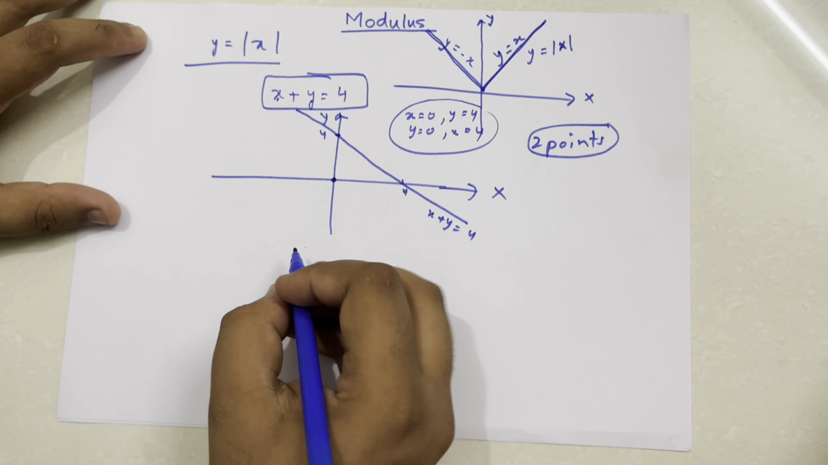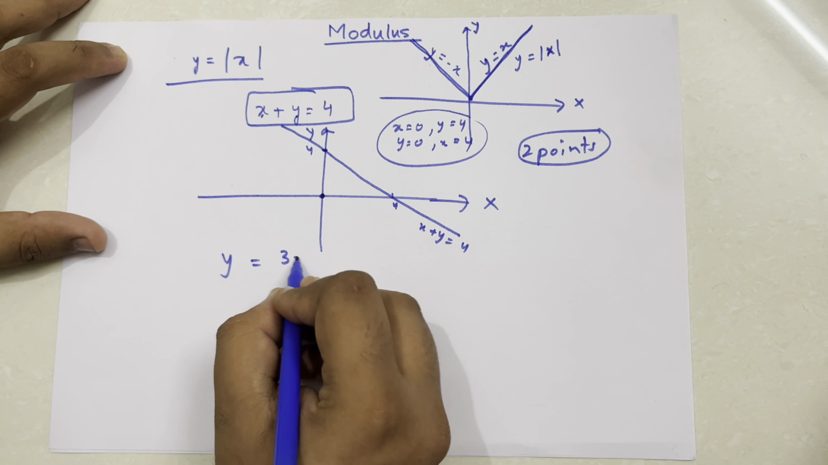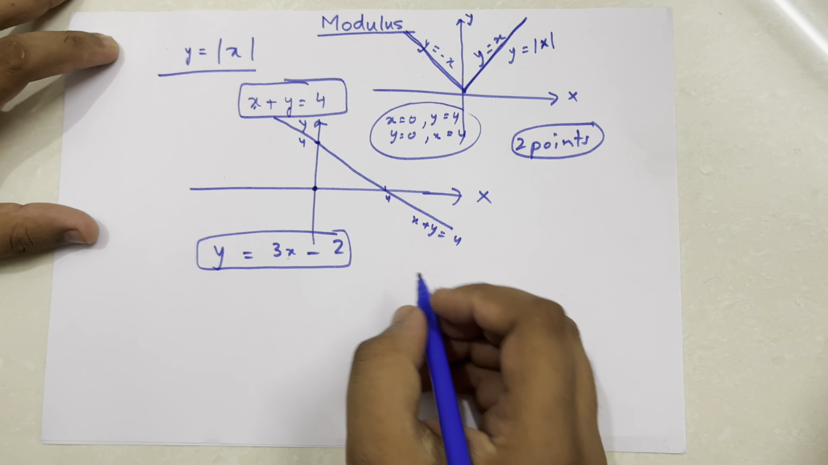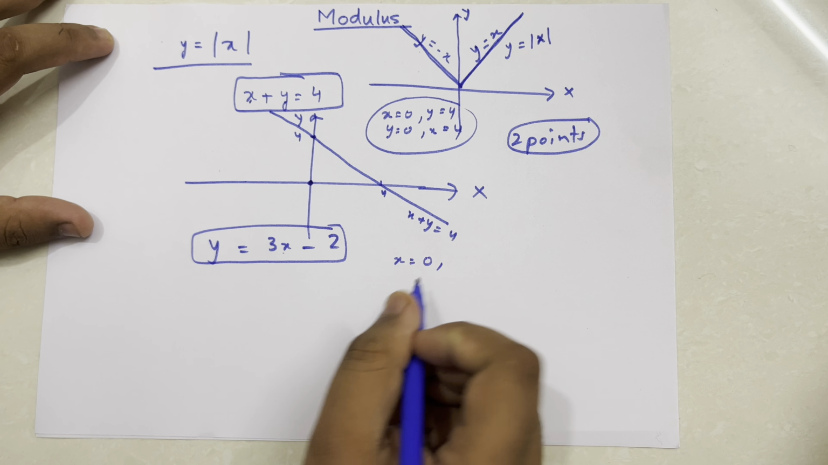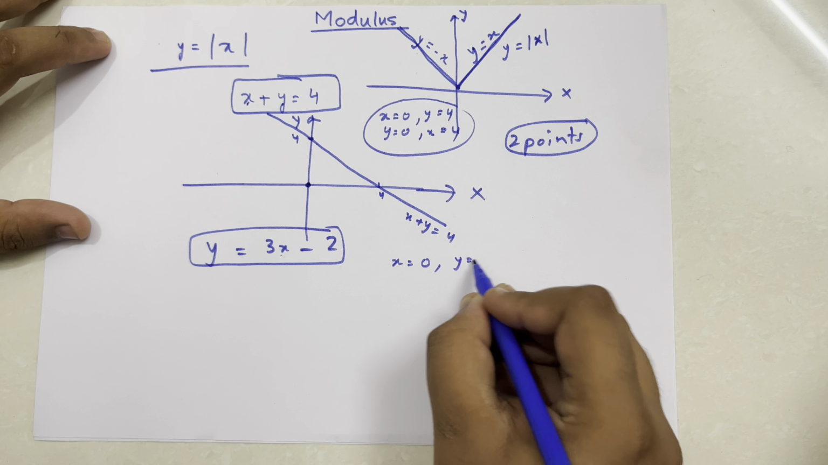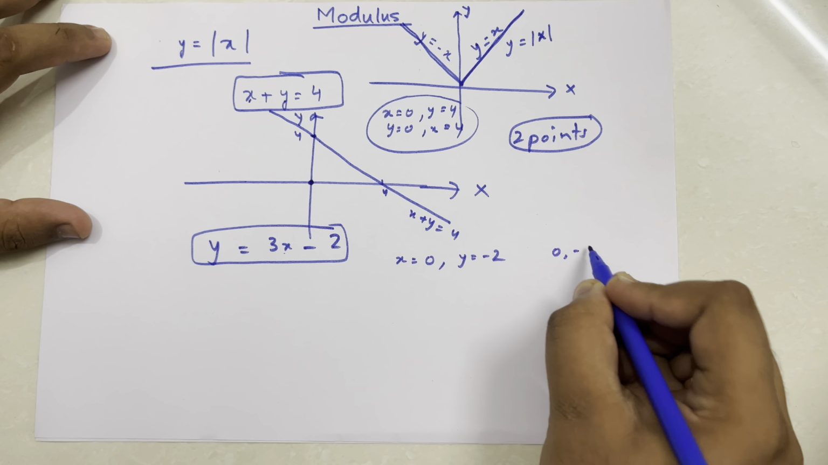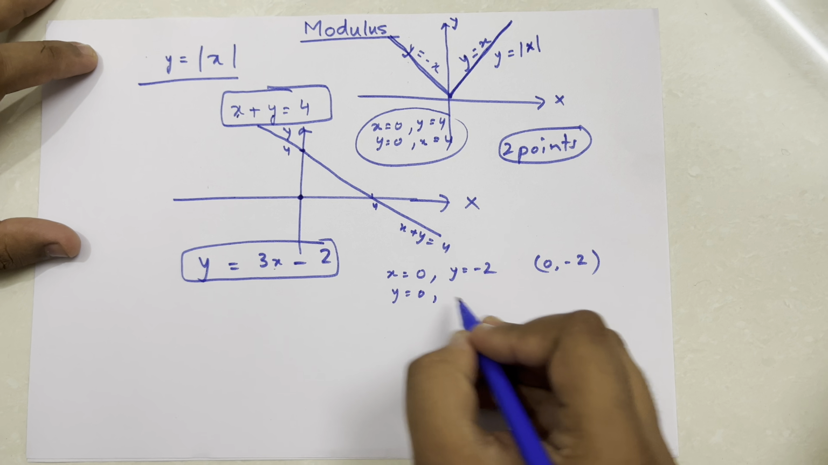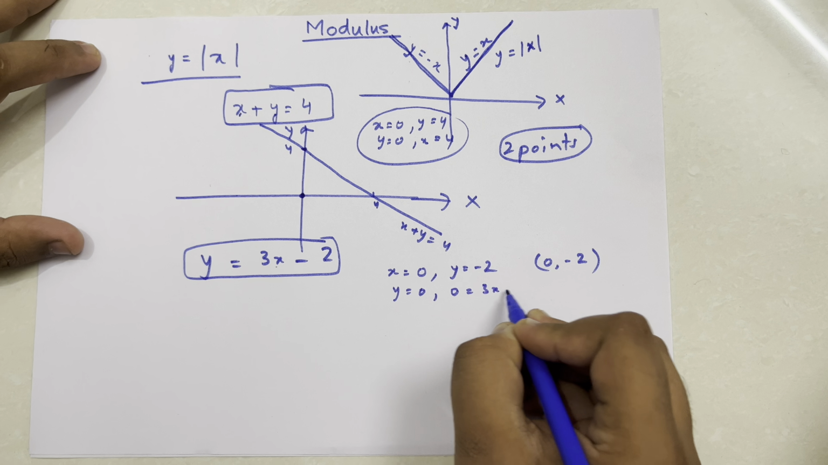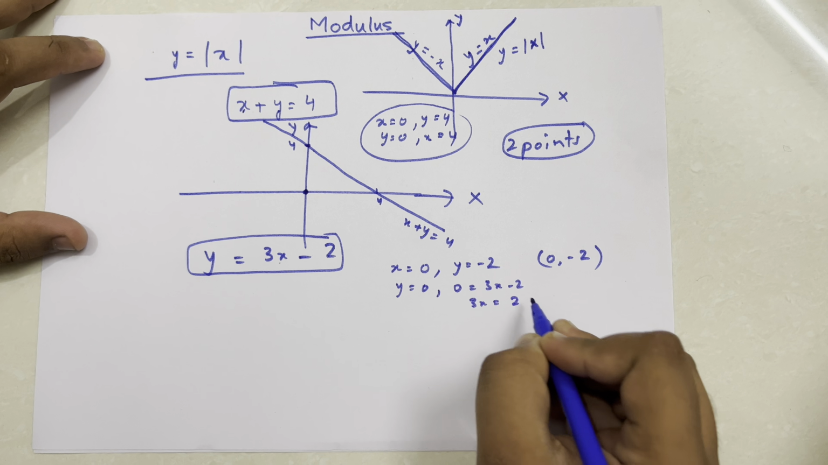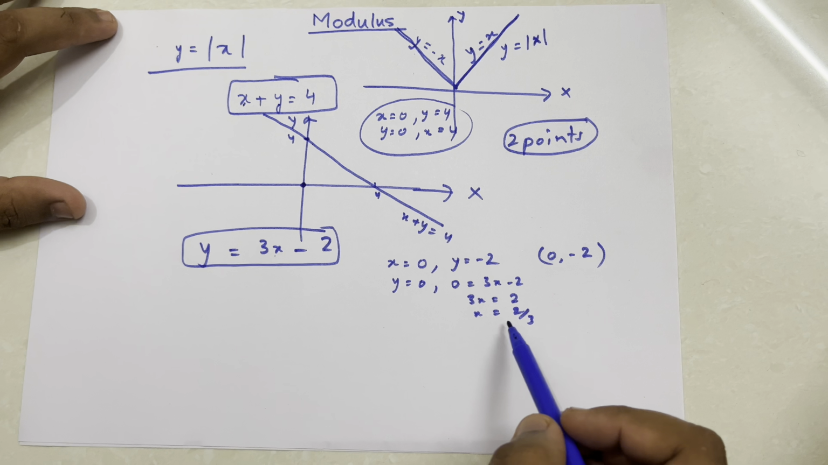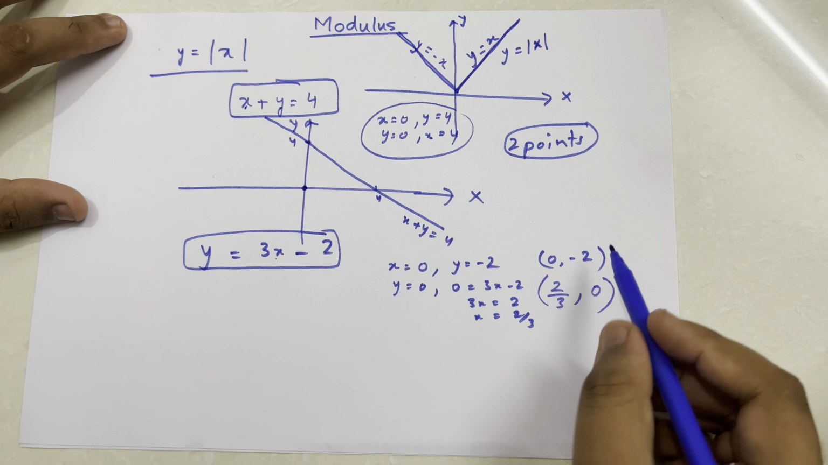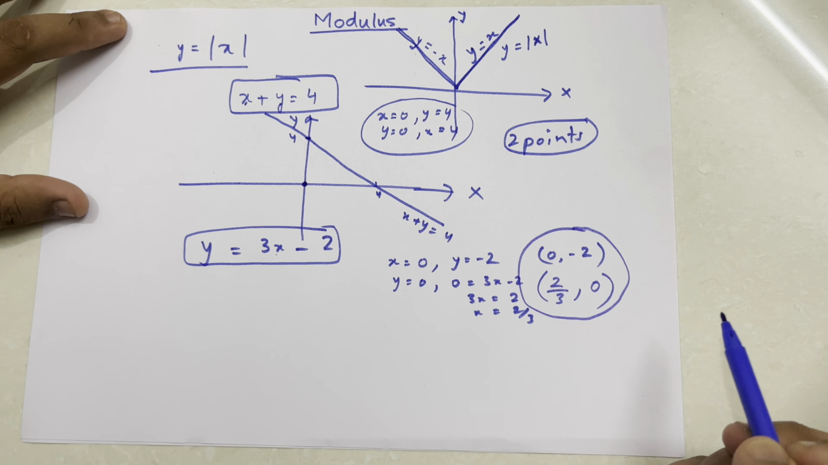Let us see another example. Say somebody asks you to draw y is equal to 3x minus 2. Again 2 points are needed. When x is 0, y will be minus 2. So you get 1 point, (0, -2). If y is 0, let us solve this: 3x minus 2 equals 0, 3x equals 2, x equals 2 by 3. So the point becomes (2/3, 0). These are the 2 points using which you can draw the straight line.